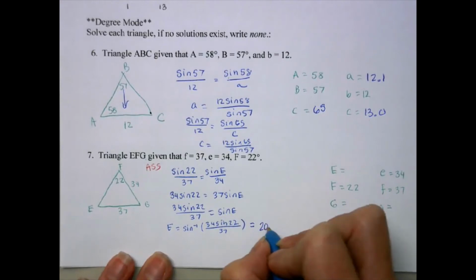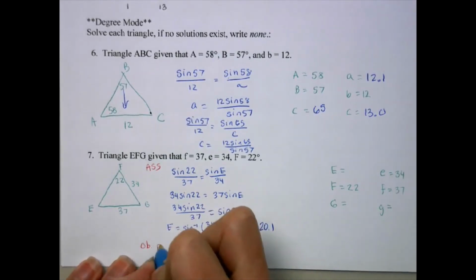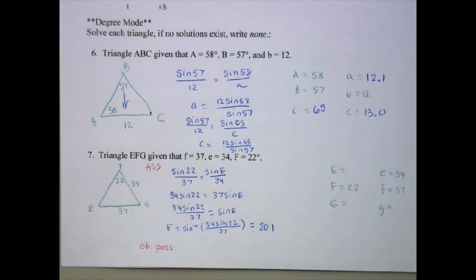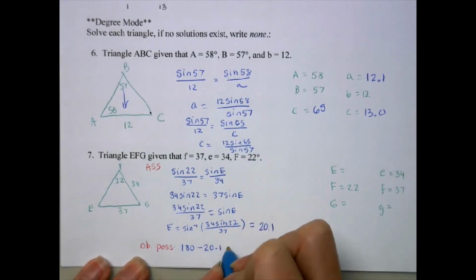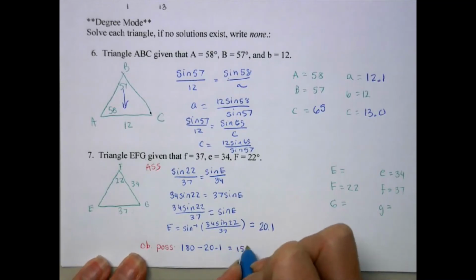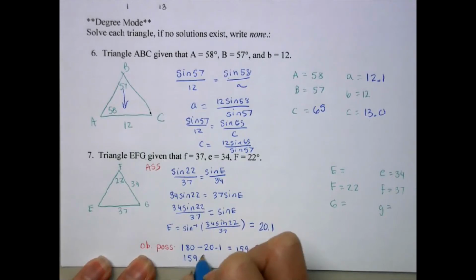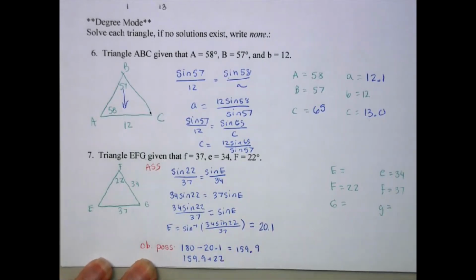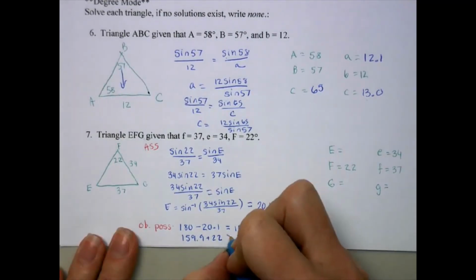Okay, so we know that there's at least one solution. What we need to check is if there's a second. So we call that the obtuse possibility. Because if there's a second, it's going to be the first one that we found's supplement. So I'm going to take 180 minus 20.1, which gives me 159.9. If I add 159.9 and 22, we get a number that is bigger than 180. So there's only one triangle.